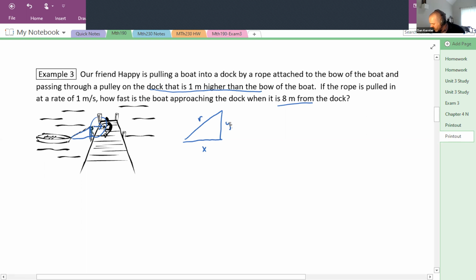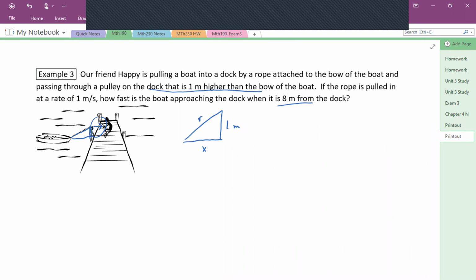The dock is always going to be, so we could in fact just erase that Y and just put 1 meter there, because that will not be changing. That's always 1. So is that like dy dt or no? Well, that's a good question. Is Y changing? That's the question. Yep. So y, in fact, does not change.